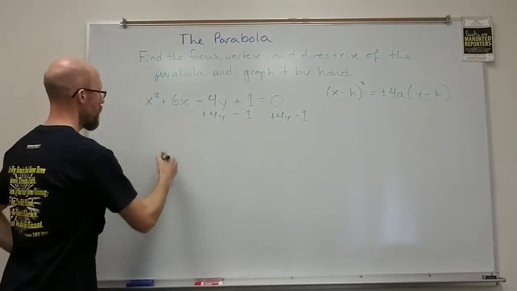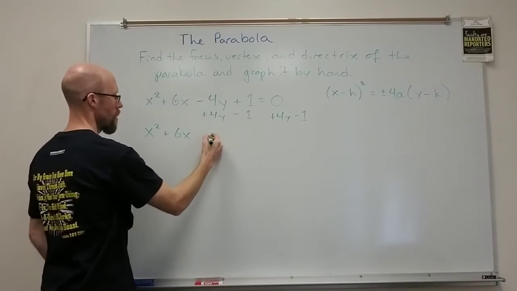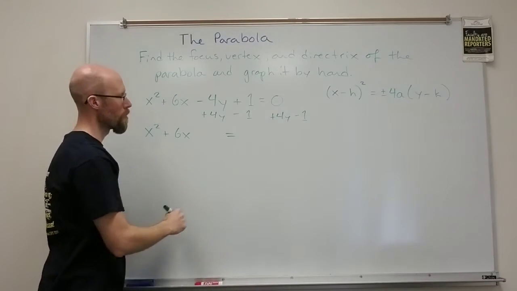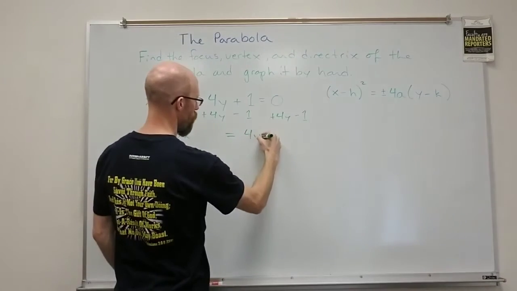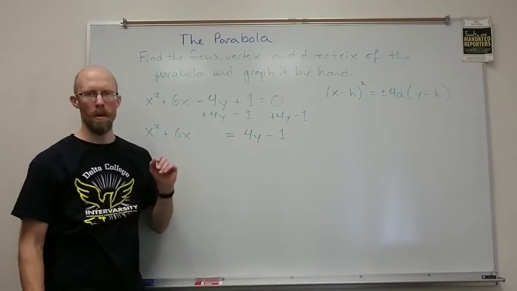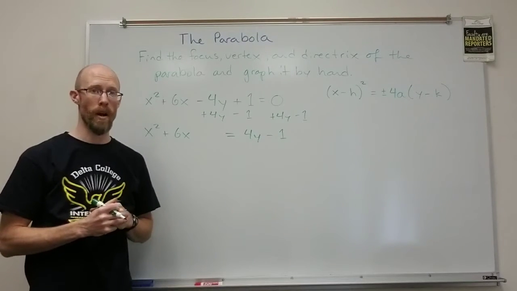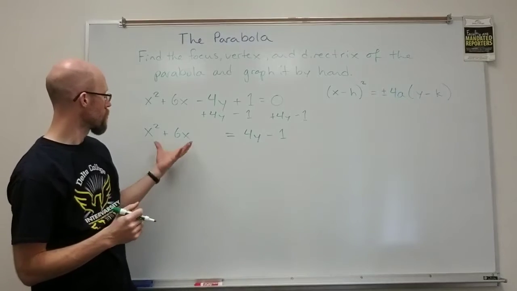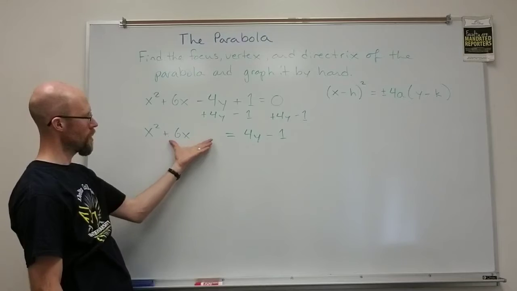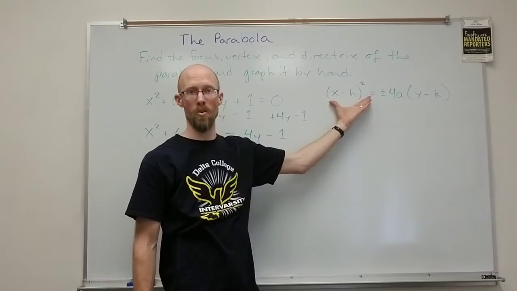Okay, x squared plus 6x will equal 4y minus 1. Now if you'll remember, you may or may not recall this skill. It's called completing the square. What we're going to do is try to create a polynomial here that will factor into this form (x minus h) squared.